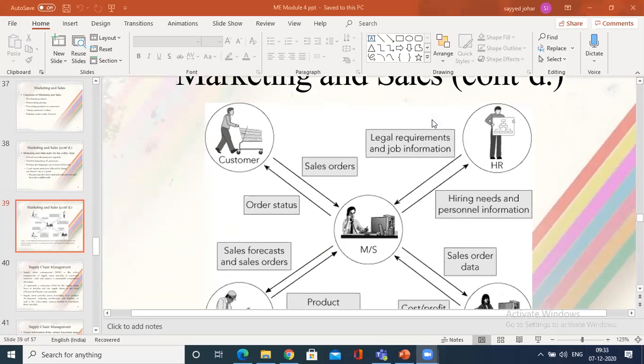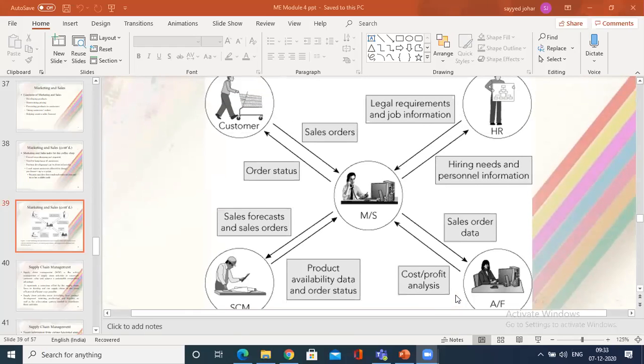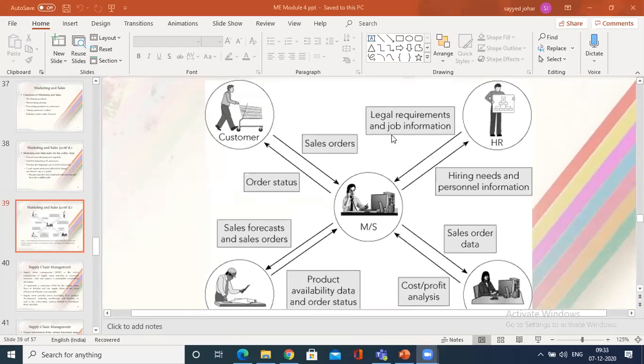So this diagram depicts the marketing and sales functional areas exchange between the customers and with the human resources and various other departments such as accounting and finance and supply chain management. So here the customer puts the sales order. Once he places the sales order, he'll reply with respect to the order status.